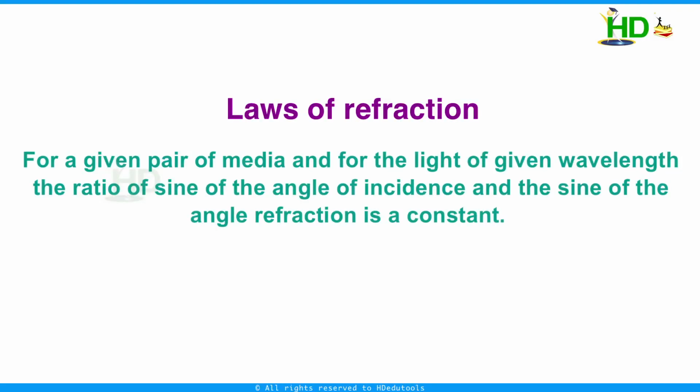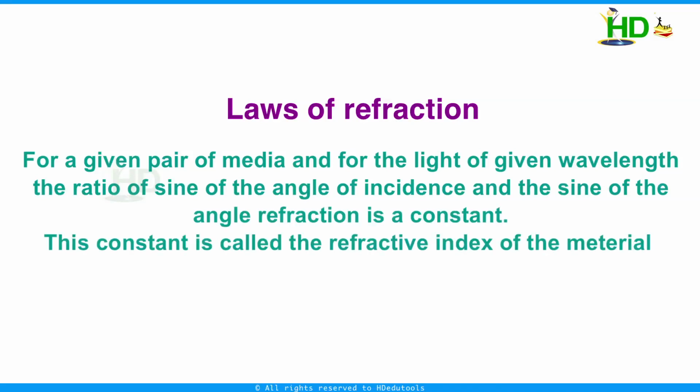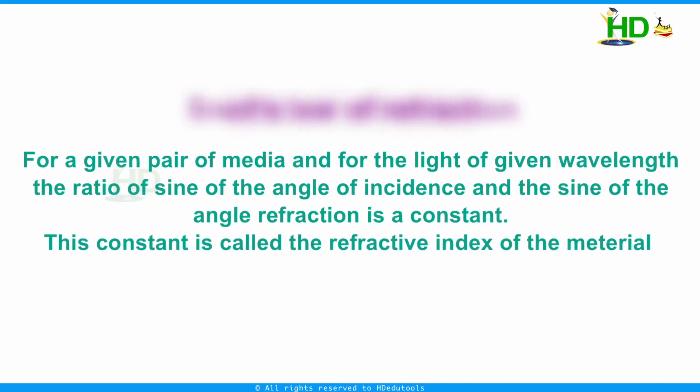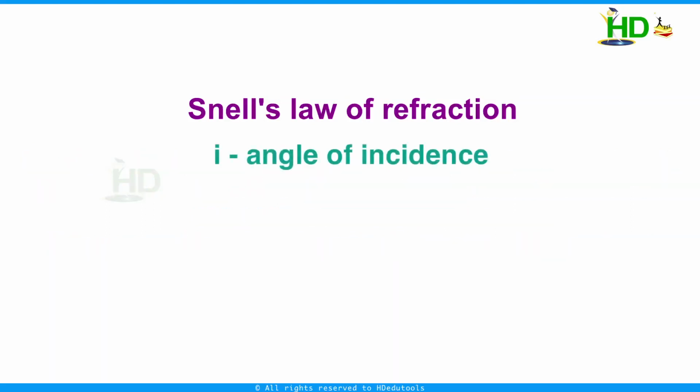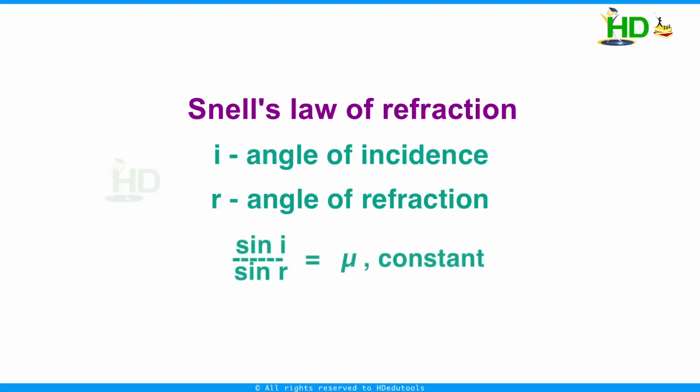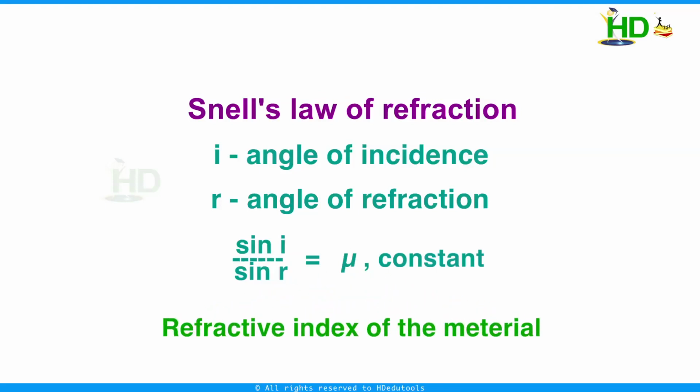Another one is, for a given pair of media and for light of a given wavelength, the ratio of the sine of the angle of incidence and the sine of the angle of refraction is a constant. This constant is called the refractive index of the material, and this law is known as Snell's law of refraction. That is, if I is the angle of incidence and R is the angle of refraction, sin I by sin R is equal to a constant, and this constant is known as the refractive index of the material.